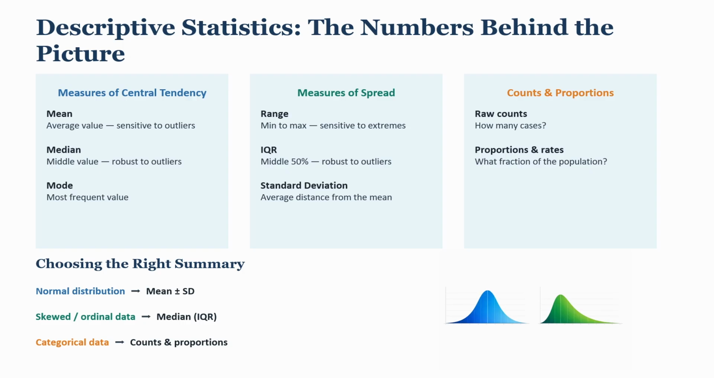This connects directly to the statistical literacy concept from Talk 3.4. Using the wrong summary statistic isn't just aesthetically wrong, it misrepresents the data and can lead readers to incorrect conclusions about the central tendency and variability of the population you're describing.